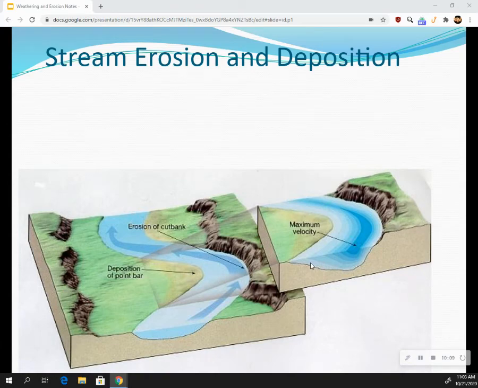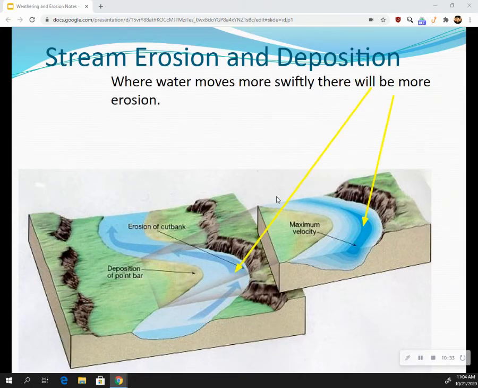As for stream and river erosion, you can see that there's erosion on the cut of the bank, and eventually, when it gets to a point, it will take off more and more of that and take off our bank as well, because it is reaching its maximum velocity at this area, which is creating a good point to break down that rock.